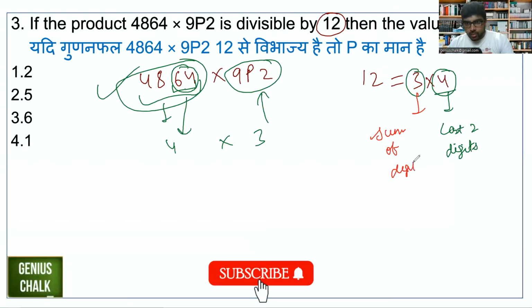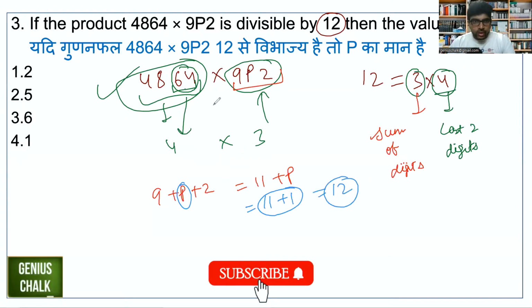Sum of digits of any number, if those are divisible by 3, the complete number is divisible by 3. So just find the sum. 9 plus p plus 2, and that is 11. 11 plus p, tell me what value I can give so that it is divisible by 3, sorry. So 11 plus 1, and that is going to be 12. That is the nearest number, and you can see this p is also available in the option number 4.